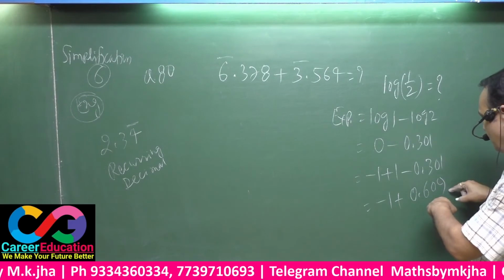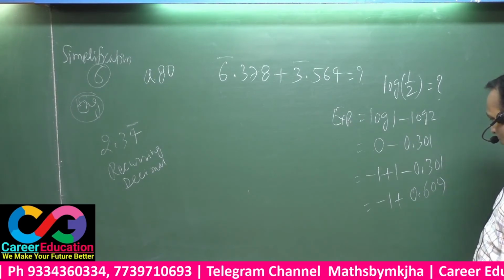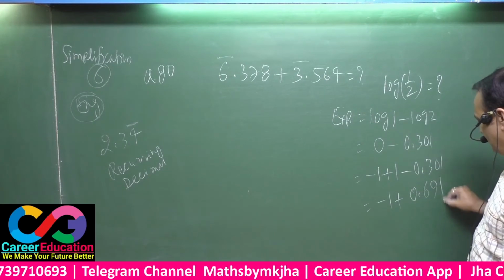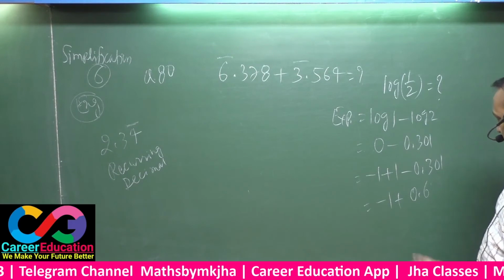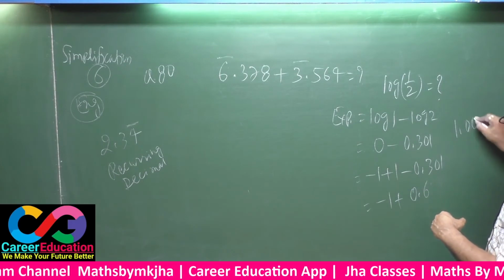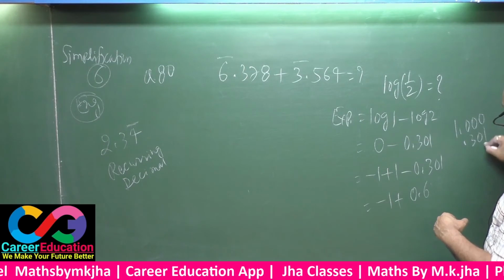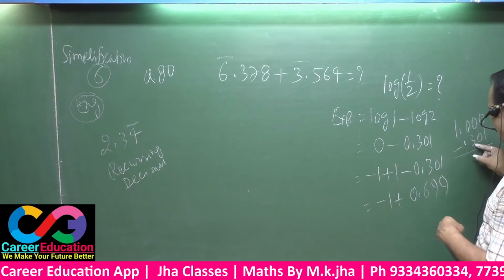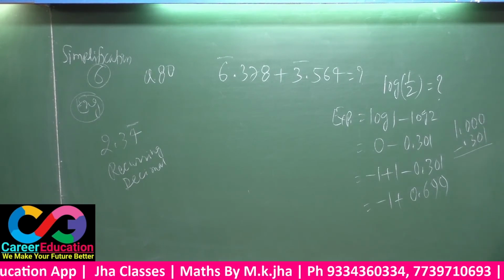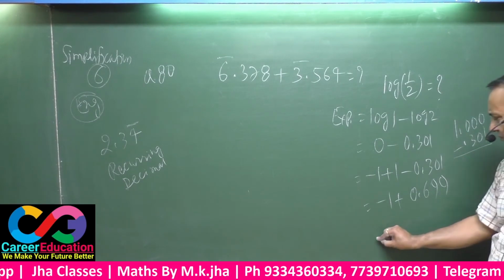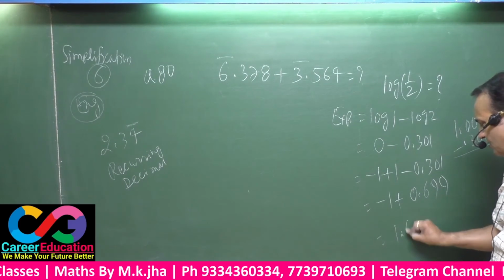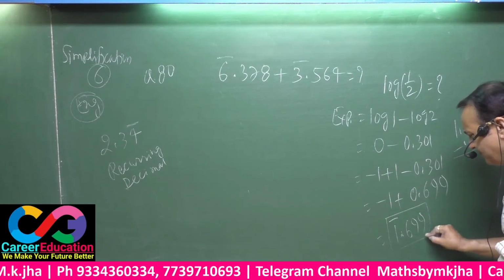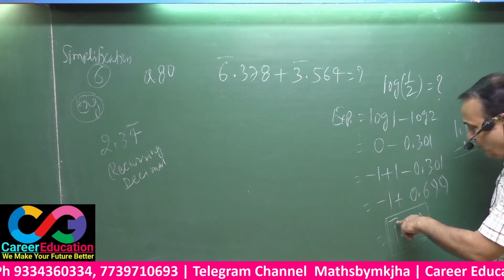Like this: 1.00, to be subtracted, 10 minus 1 is 9, and this is 9, 6. Okay, now this is 1 bar .699 and this sign was put here. See here, this sign was put here.